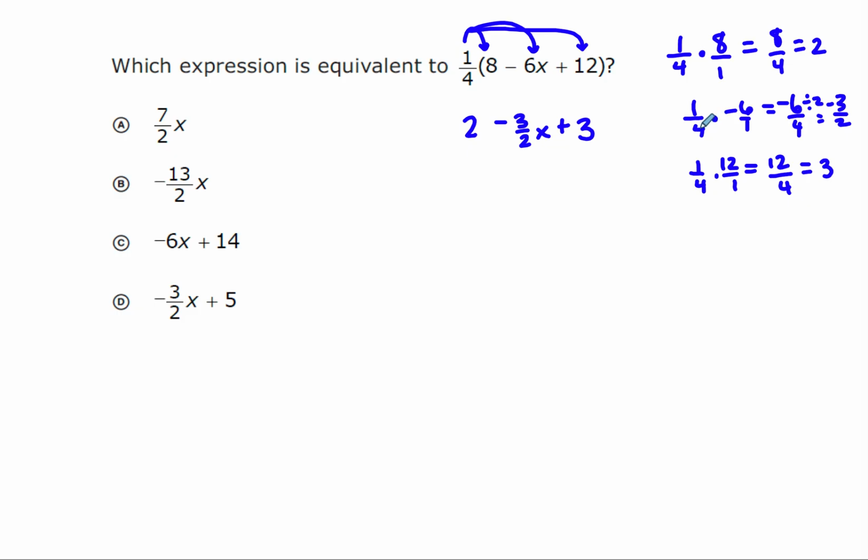All right, go ahead and take a look at the answers here. We don't have any that exactly match just yet. And that's because we have like terms that we can combine. We've got this 2, we've got this 3. This minus goes with the 3/2 x. If I make this a plus negative, that goes with that x. That doesn't go with the 2. We have a positive 2 and a positive 3. When I add those together, I get negative 3/2 x plus 5. 2 and 3 are like terms, so I can combine them. So D is going to be my answer for this one.